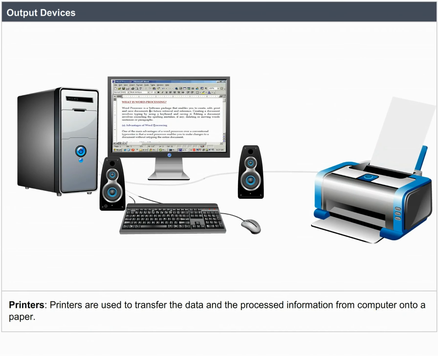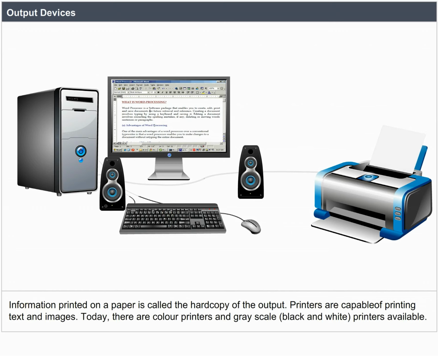Printers. Printers are used to transfer the data and the process information from the computer onto paper. Information printed on paper is called a hard copy of the output. Printers are capable of printing text and images. Today, there are color printers and grayscale black and white printers available.